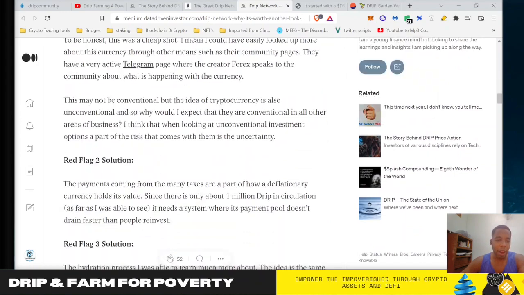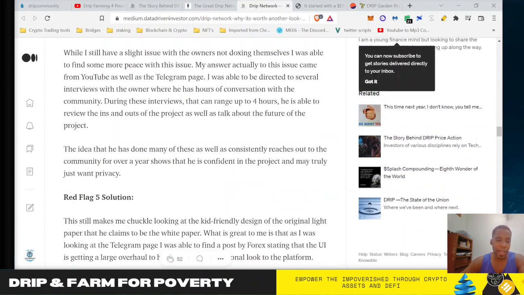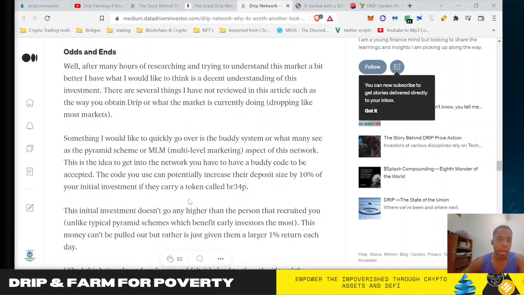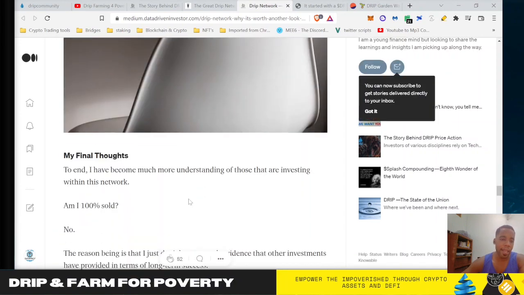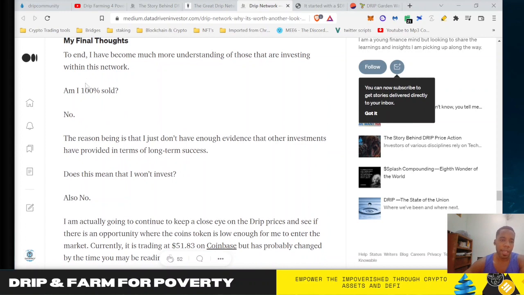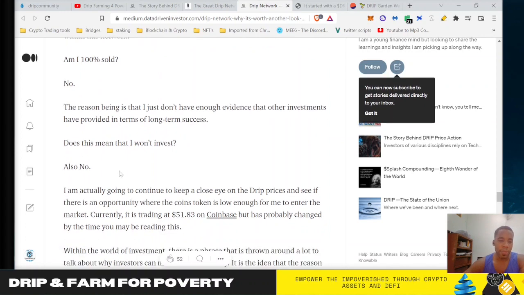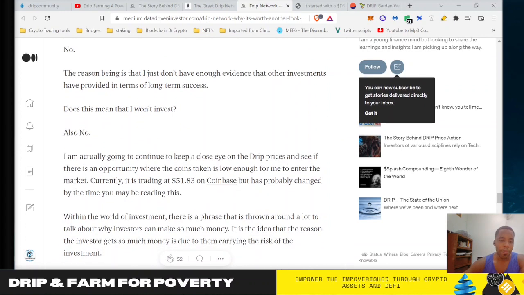And at the end of the article, he doesn't say that this is like 100% bullish, but that he has decided that it is worth investing in. So he's like, am I 100% sold? No. Does this mean I won't invest? Also no. So he's watching it and will be looking at getting in at some stage.